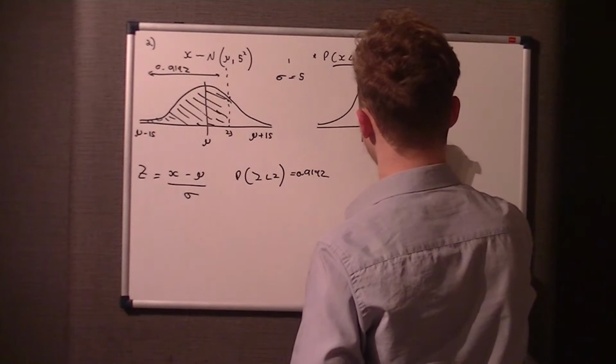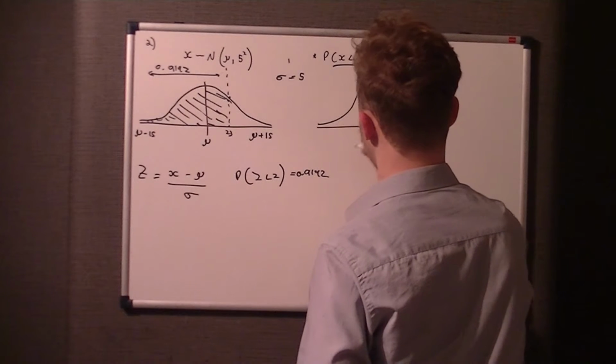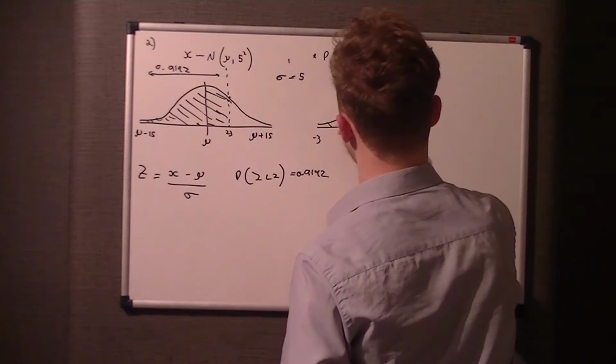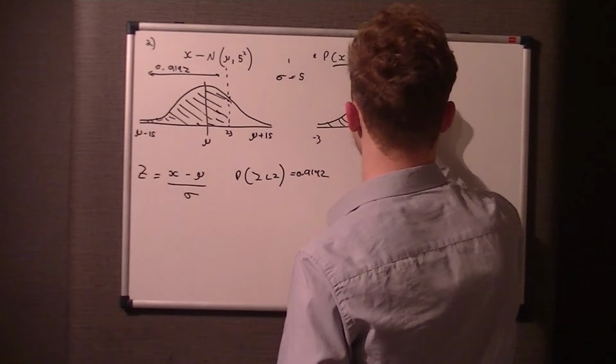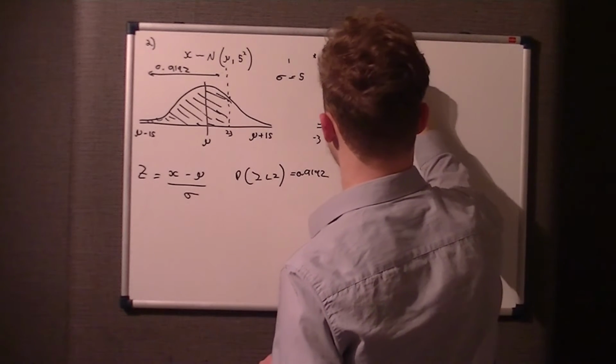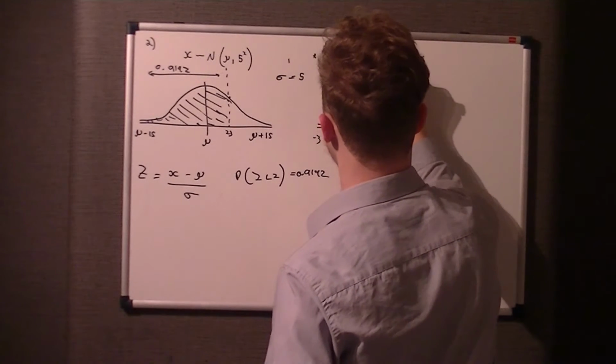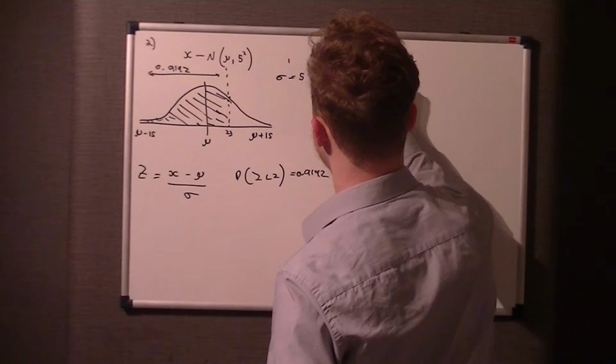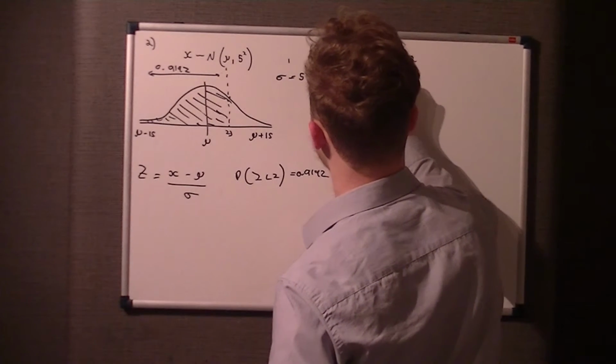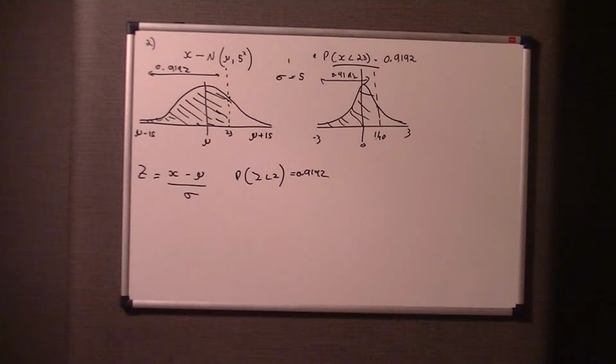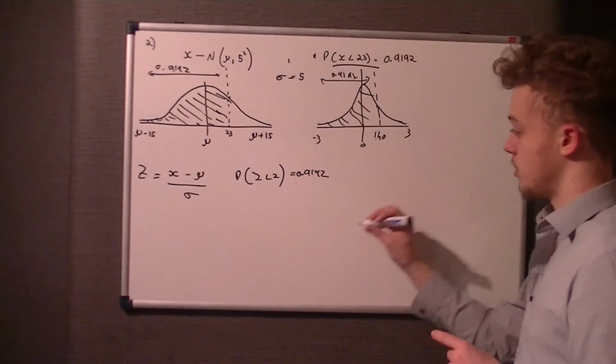Okay, so you redraw it with the maximums of 3 and minus 3. Now we have the same probability here, and these 3 and minus 3 are the standard deviations on either side. So we still have the probability that z is less than little z of 0.9192. Now we know z, we know the x value, and we know mu. We could just sub it into this formula.